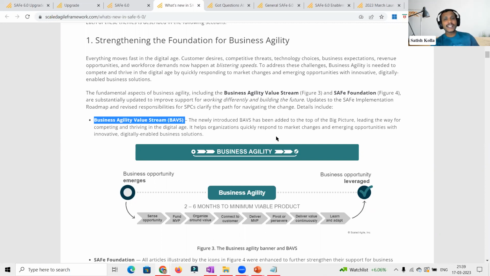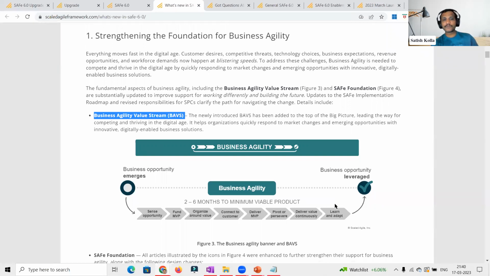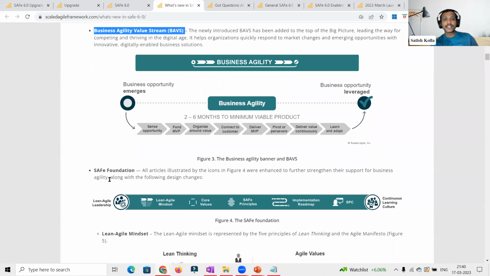What does it mean? Any new opportunity the organization senses or tries to visualize or capture, they should try to come up with an MVP within the first 2 to 6 months, in the shortest possible time. This is just a guideline. It might be a month or within 2 months also, the organization might be able to get it done. But this is just a guideline the Scaled Agile team is trying to articulate as part of strengthening business agility at the organization level. And in addition to that, the SAFe foundation is a little bit realigned.